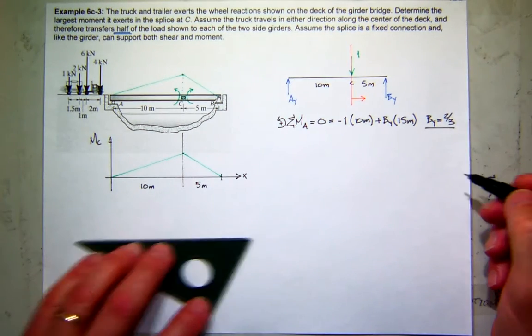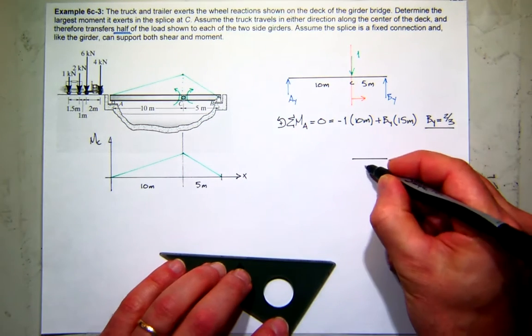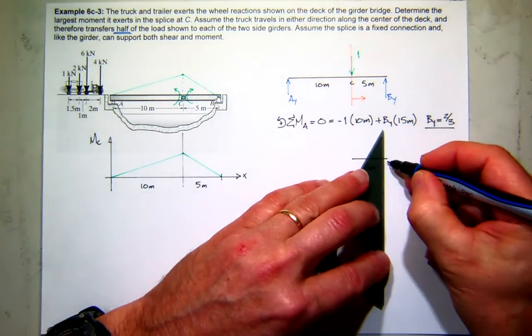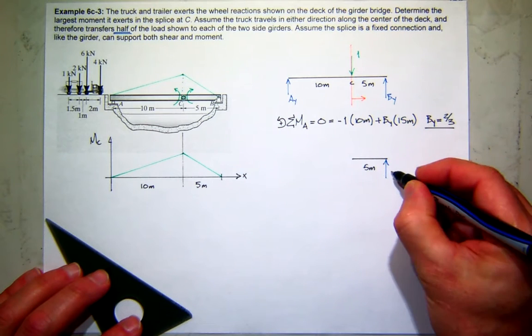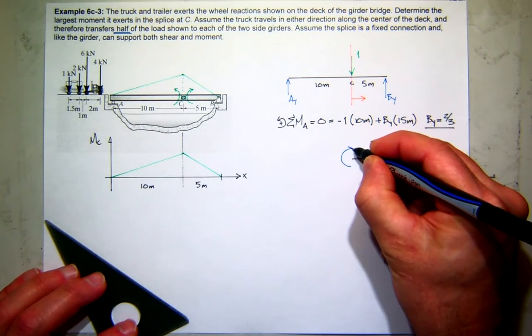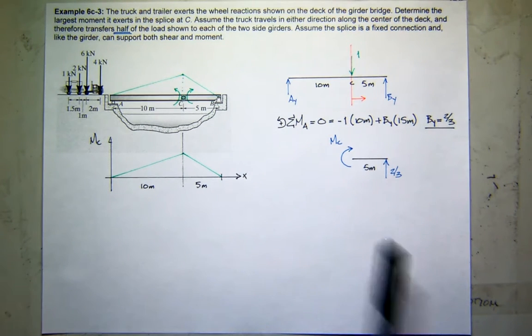Okay? So then now, as advertised, I'll draw the free body diagram of just that 5-meter piece. Now, we found BY already. It's 2/3. And now I'm looking at the internal moment there, which is the moment at C. So how do I find the moment at C?